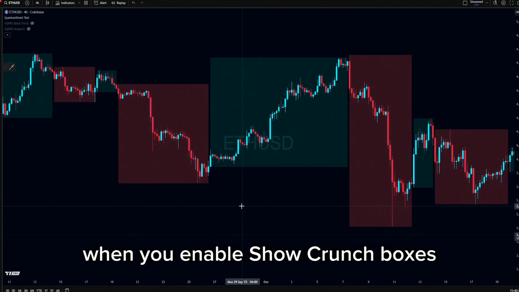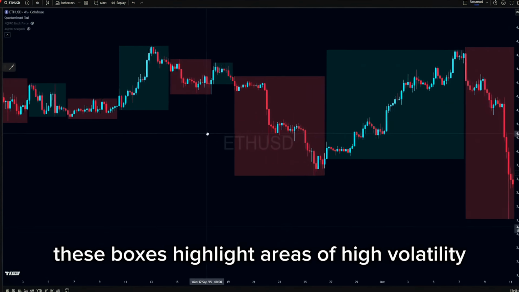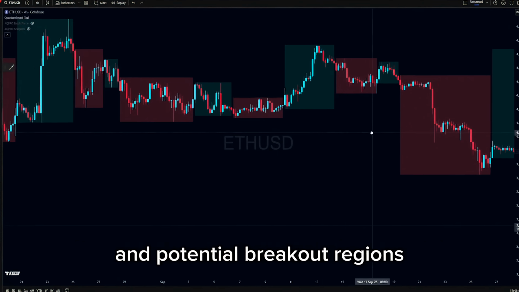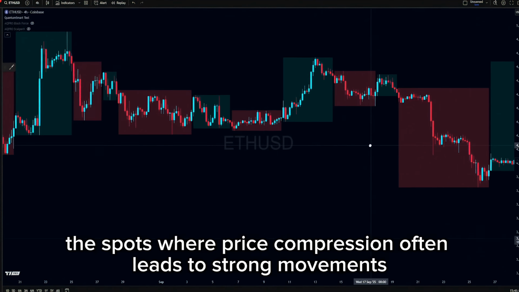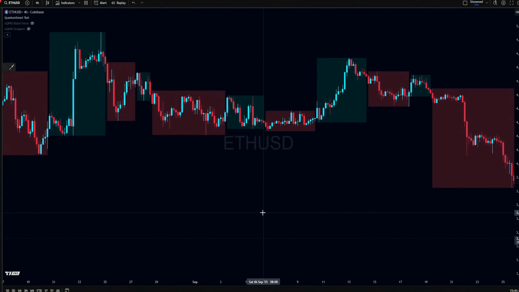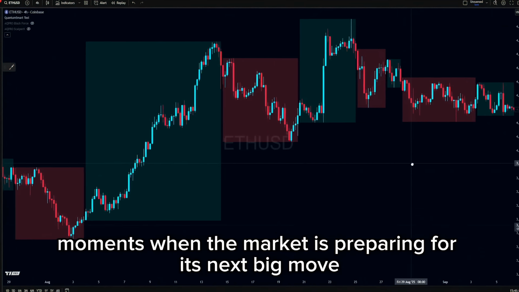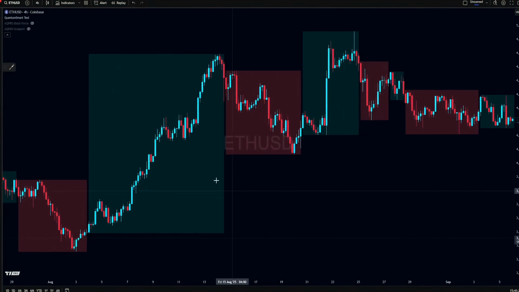When you enable Show Crunch Boxes, you'll see rectangular zones plotted directly on your chart. These boxes highlight areas of high volatility and potential breakout regions, the spots where price compression often leads to strong movements. Essentially, crunch boxes make it easy to spot moments when the market is preparing for its next big move.